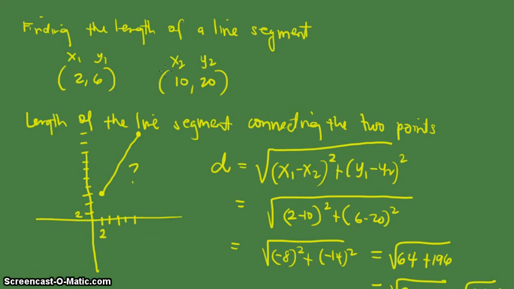Can you start with the second point and then follow it with the first point? Yes. You can have 10 minus 2 and then 20 minus 6 and so on. So again, the key is, if you know this formula, it will be easy for you to find the length of the line segment or the distance between 2 points. That's it.